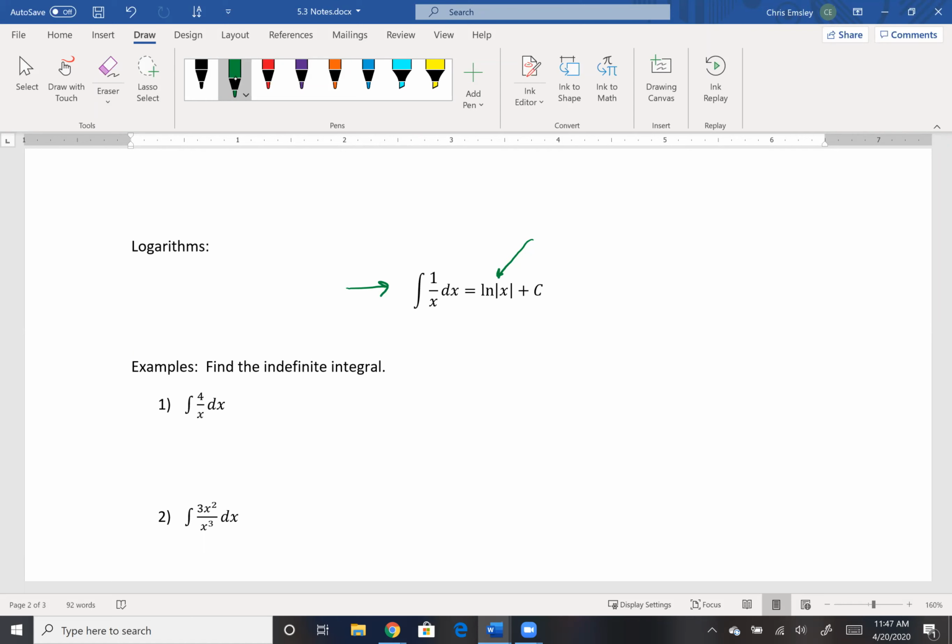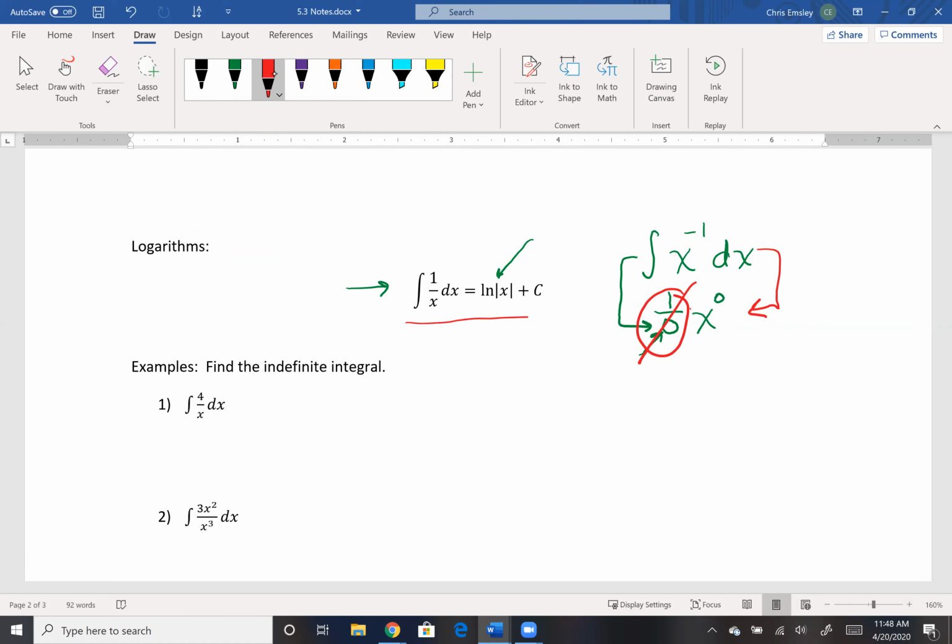The other thing to notice here is, well, why do we need this rule at all? Can't we just rewrite this as x to the negative 1 dx and then apply our rules? Well, if we applied our integral rules, we would add 1 to the exponent. So negative 1 plus 1 is 0. And then we'd multiply by the reciprocal of that exponent. And that means we are dividing by 0, not allowed. Division by 0 is undefined. So this logically does not even work out to try our original integral rules. That's another one of the reasons we need this special rule for integrals with 1 over x.